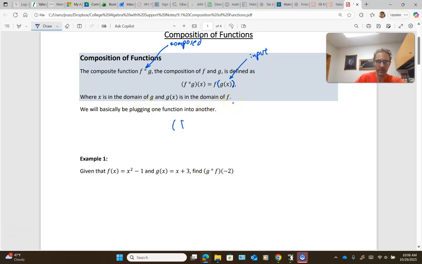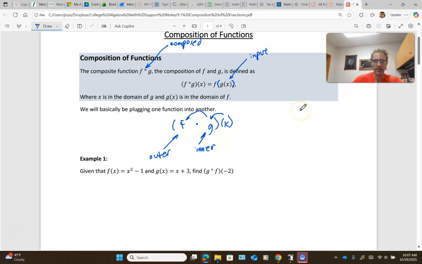One way you can look at this is f composed of g of x just means you're going to take a value for x. Whatever that value is goes into g, and then g gives you an output, and that output becomes the input for f. When you're doing these compositions, it always goes in this order. g is what we refer to as the inner function, and f is the outer function.